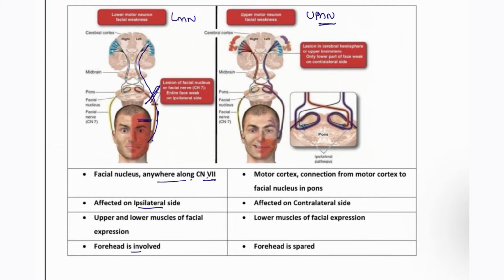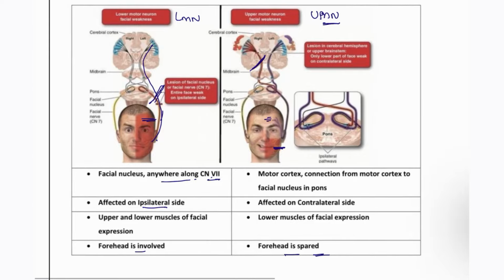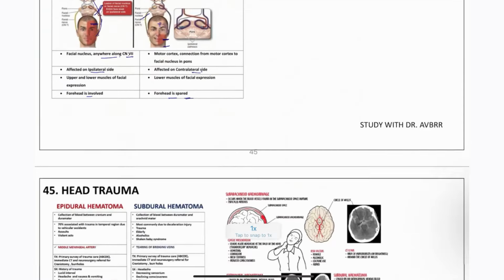Here, the lesion is on this side, but the affected side will be here. Forehead is spared here. Okay, forehead is not involved, and if the lesion is on this side, you are affected on the opposite side. That is known as the contralateral side.